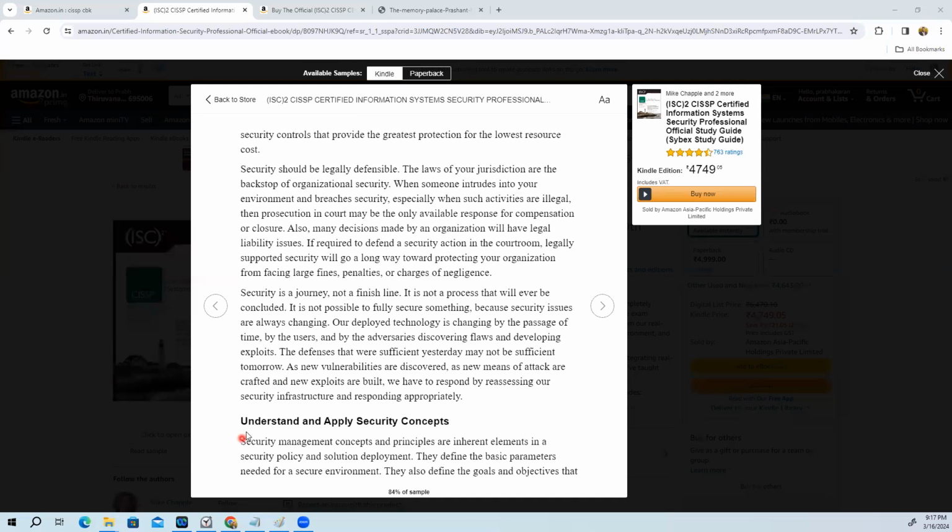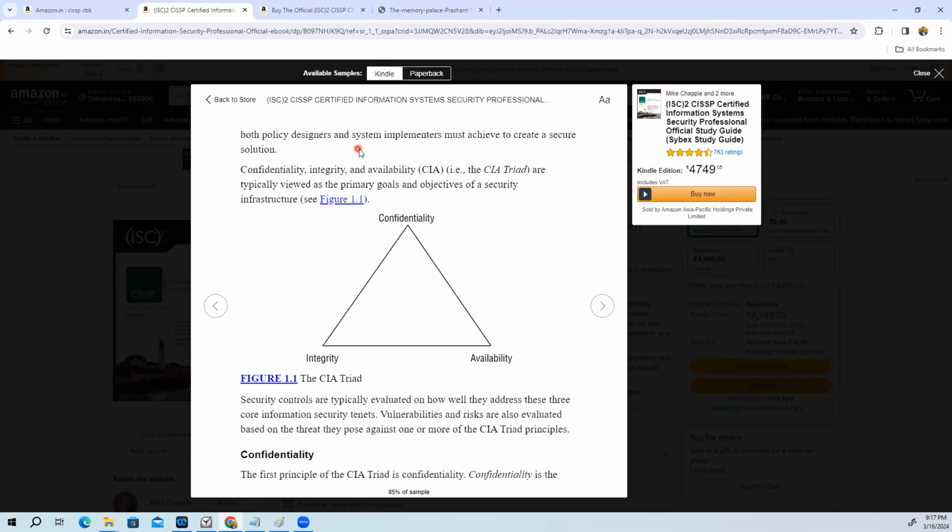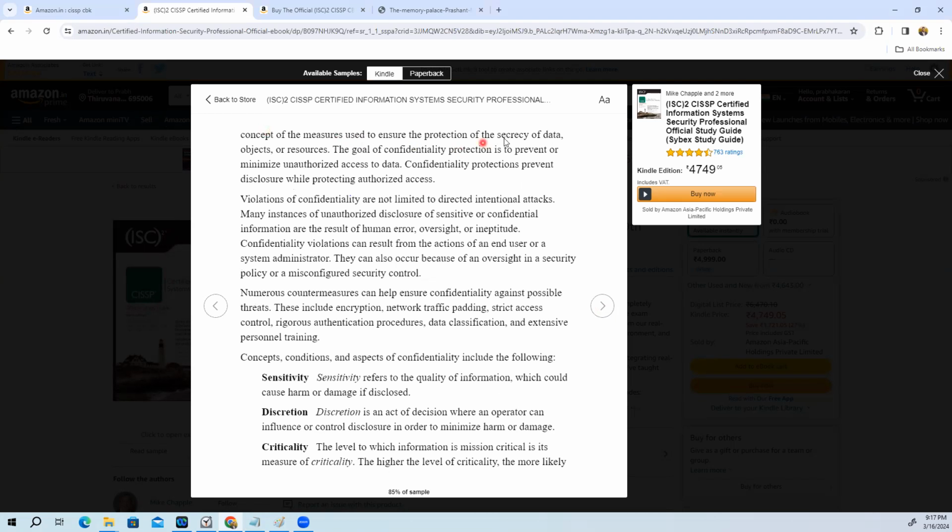Now moving to the next part: understand and apply security concepts. They define the basic parameters needed for security management. They also define the goals and objectives that policy designers and systems must achieve to create a secure solution. Now they're talking about CIA. The first part is confidentiality. Confidentiality is a concept measure to ensure the protection of secrecy.